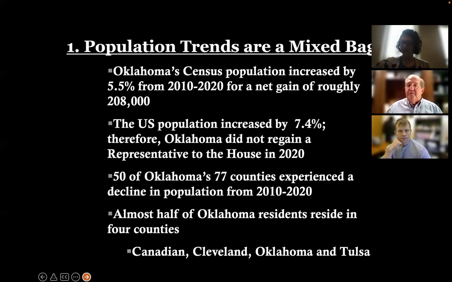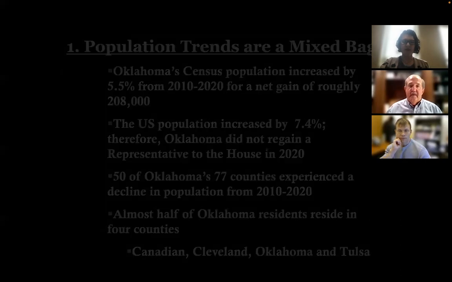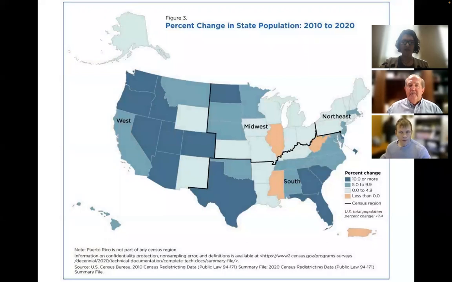And in fact, almost 1/2 of Oklahoma's residents reside in only 4 counties. Those counties are listed: Canadian, Cleveland, Oklahoma, and Tulsa. Next slide. This is a national map that looks at the percent change in population from 2010 to 2020. So you can see how Oklahoma fares compared to our neighbors.